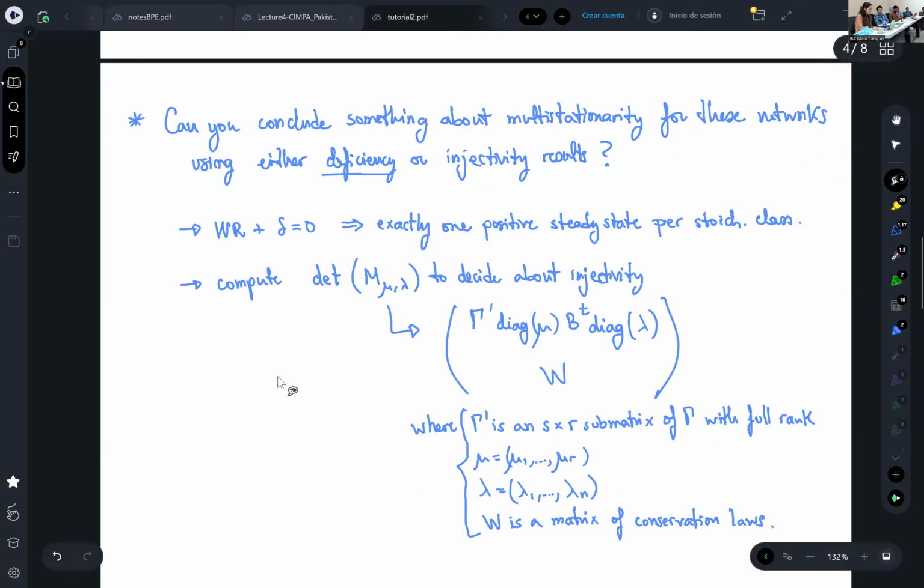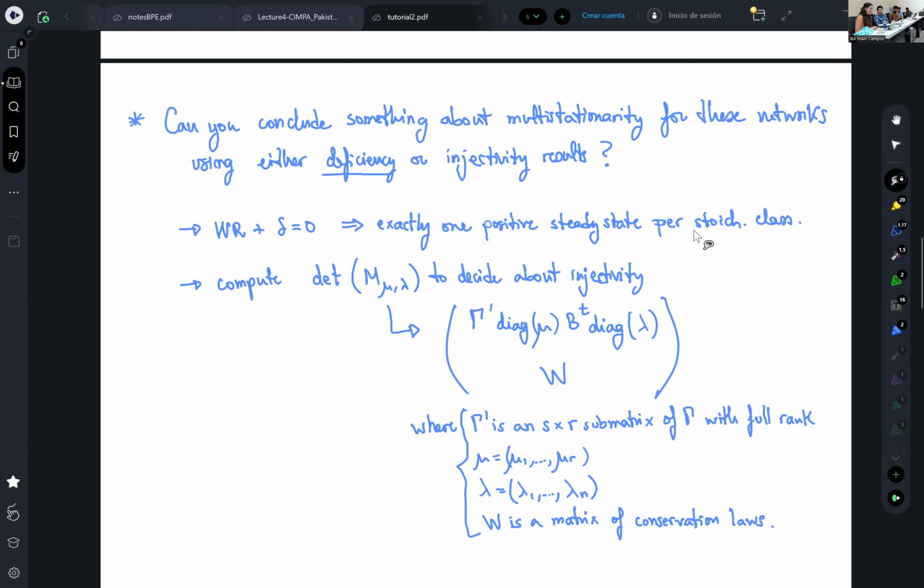And I remind you, if we know that a weakly reversible network has deficiency 0, then we know that this will be monostationary. So this is one thing that you can check. If some of these networks have deficiency 0 and are weakly reversible, then you will know that it does not admit multiple steady states in a stoichiometric class. And the second one, just to see if you understood this other criterion, you can compute this matrix that was kind of parametrizing the Jacobian matrix.